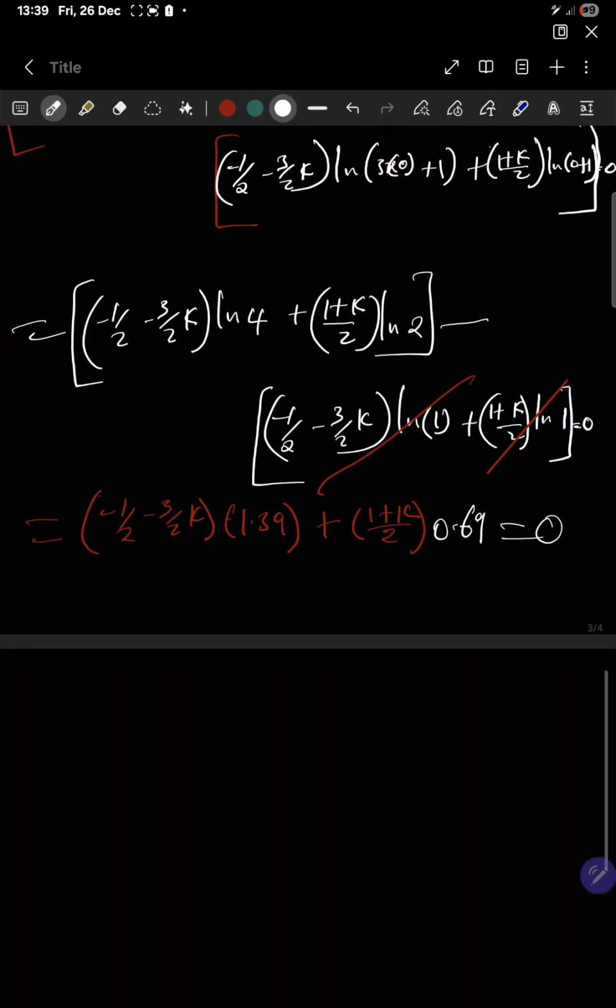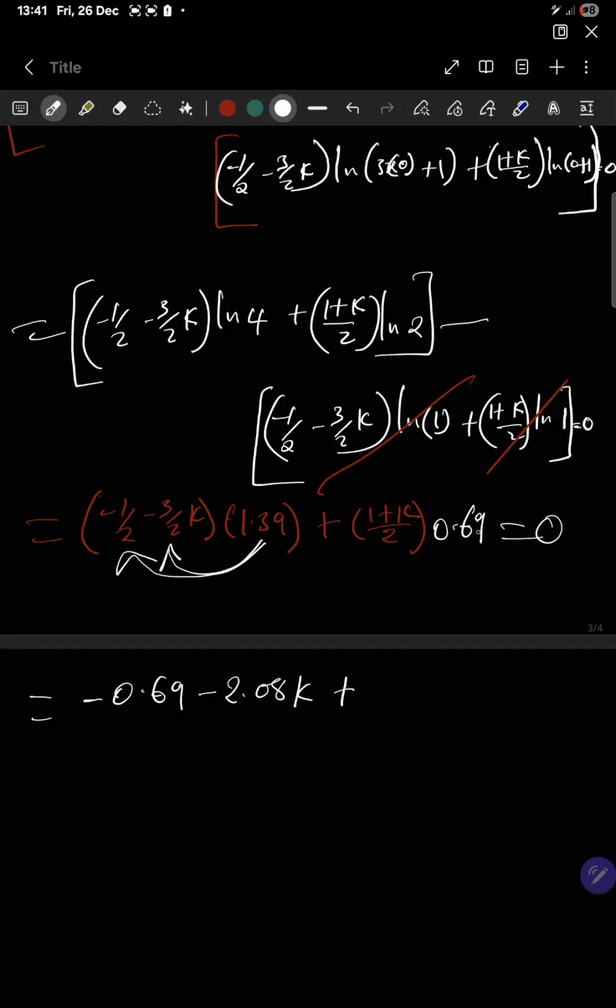So now to do that, we are going to multiply this into what is here. We also multiply this into that. That's what we are going to do. Now, by doing so, we are multiplying the negative 1 over 2 times 1.39. If you multiply this into that, you are going to get negative 0.69 minus, you also multiply this and that, you are going to get 2.08k.